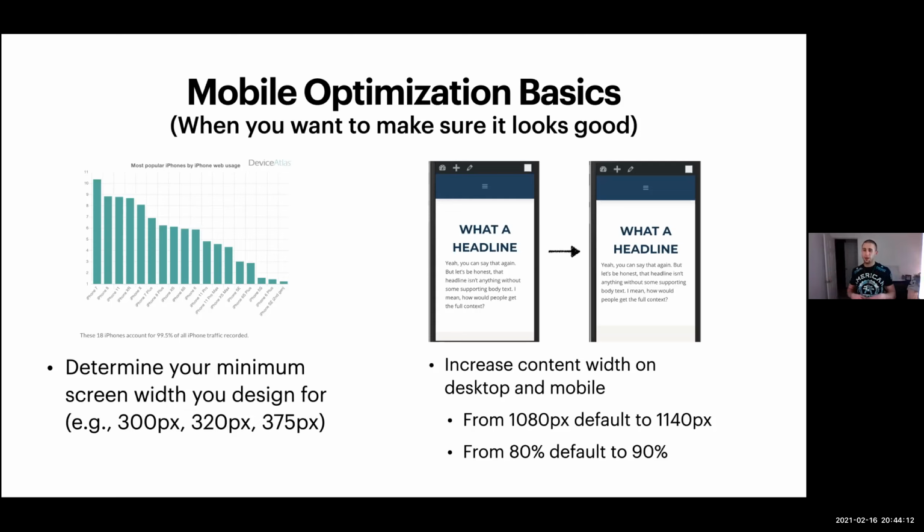Another basic, increase your content width. Elegant Themes sets it to 1080 by default. Modern sites and modern devices can go wider. I usually start my sites at a minimum of 1,140 pixels on desktop, and I increase it from 80% max width to 90% max width on tablet and phone. You can see from this picture here the difference that makes, how much space that gives you for text. And I'm doing that through custom CSS.